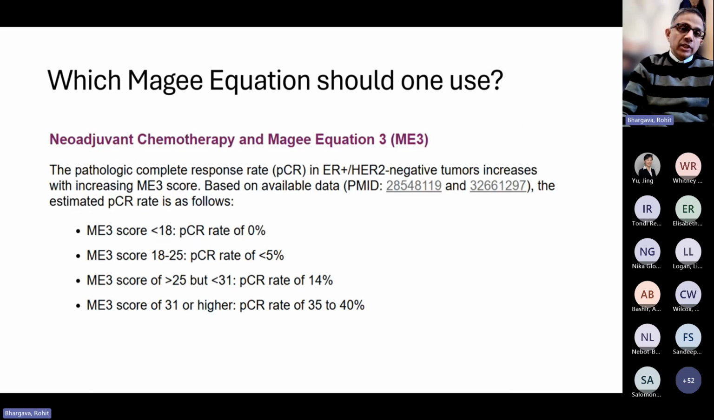And as I mentioned, in the neoadjuvant setting, Magee equation 3 is the one which is most validated because many times grading is not possible or accurate, and the pathologic tumor size is not available. So the only equation you can use is actually Magee equation 3, which has been validated in a number of studies to estimate the PCR rate.